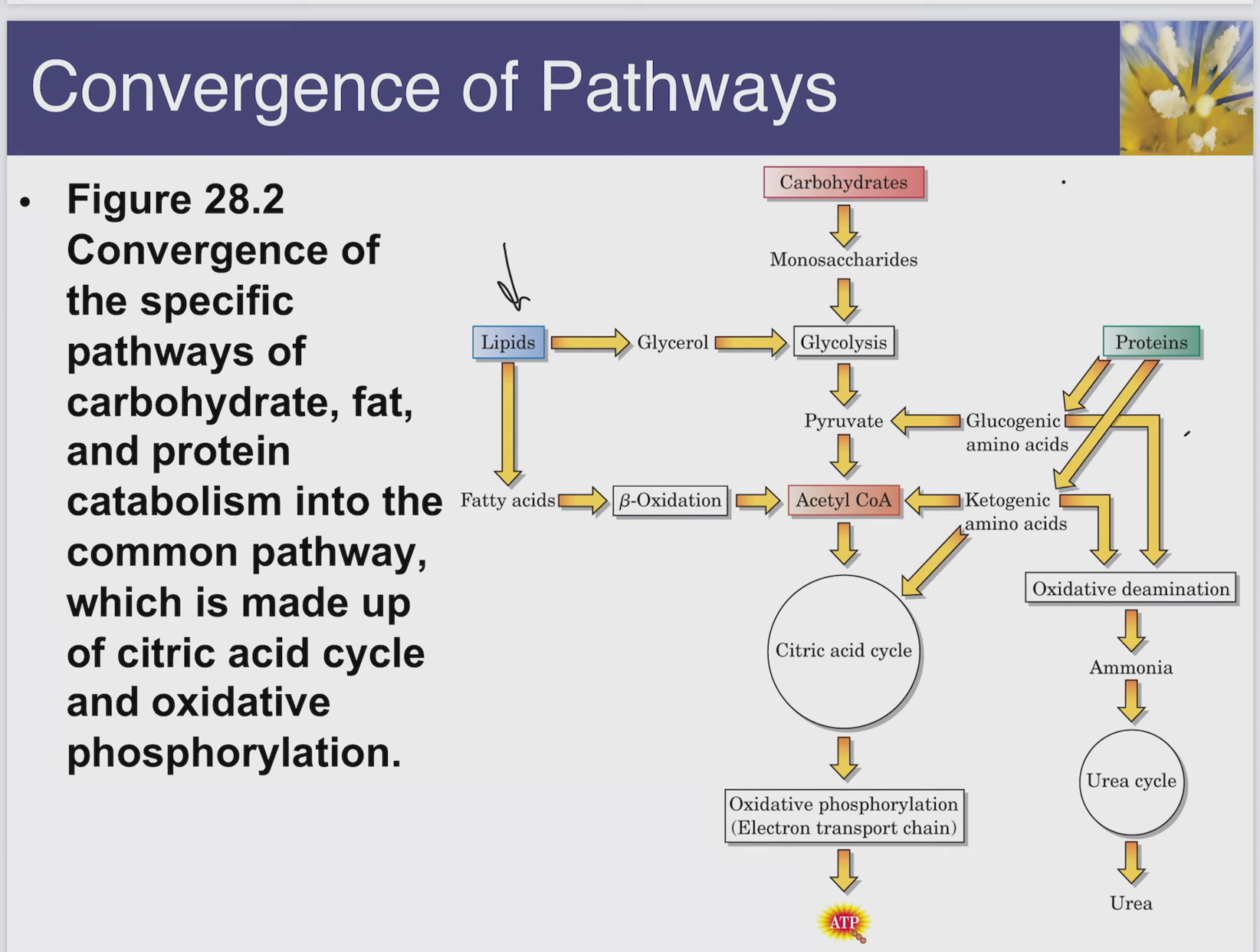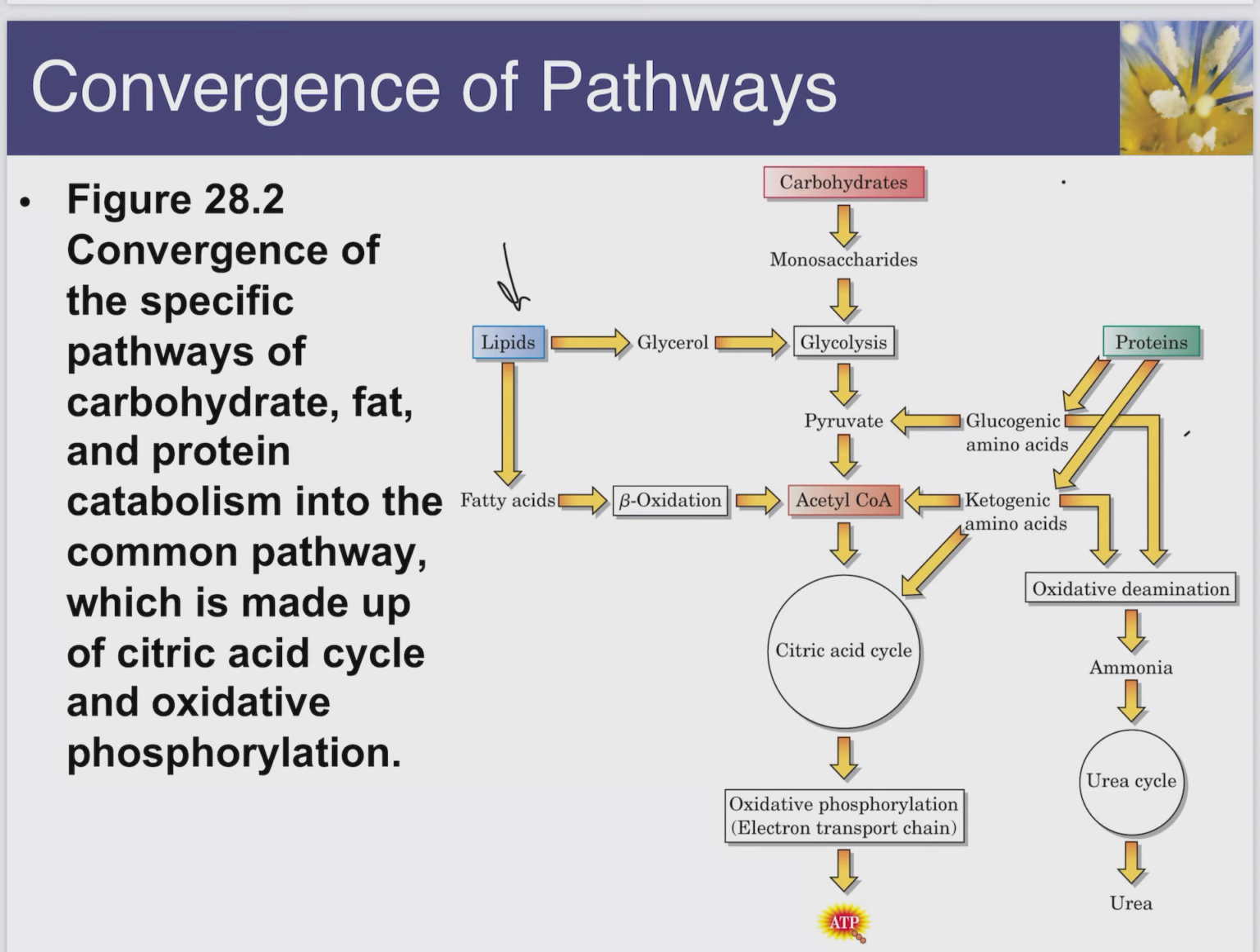Glycerol can be turned into pyruvate. And we can see that lipids can also be broken down into fatty acids, which can undergo beta oxidation. We'll see that means 2 carbons at a time can be broken apart, and that will form acetyl-CoA, which will also enter our citric acid cycle.